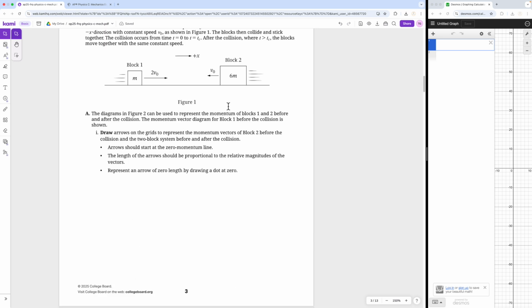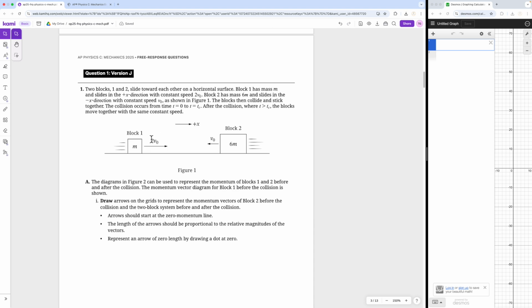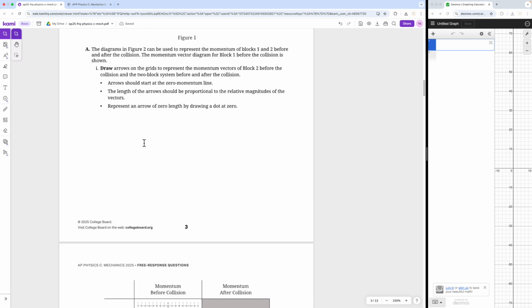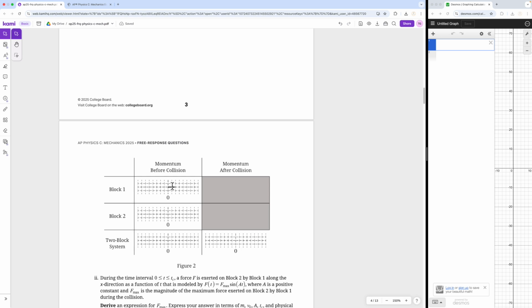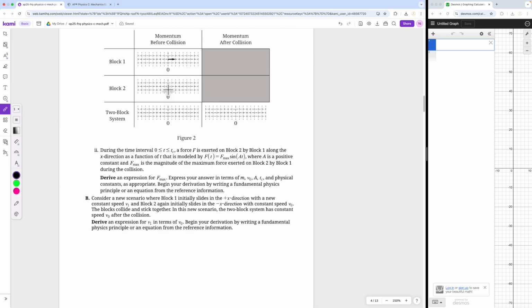Otherwise, let's get started with question 1. And for part A, we're going to be drawing momentum vectors. You can see that block 1 has a momentum of 2 mv and has an arrow to the right with 2 blocks. So that means for a momentum of negative 6 mv, we have 6 blocks to the left. So 1, 2, 3, 4, 5, 6.